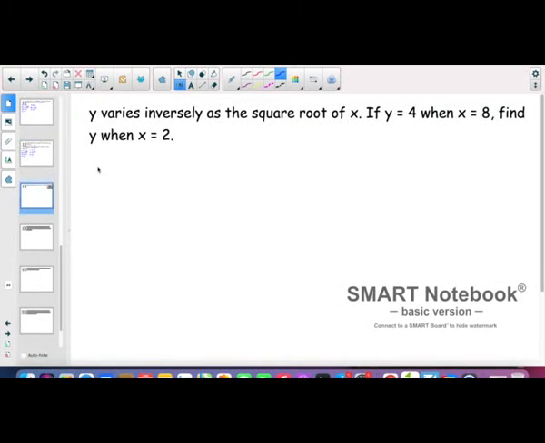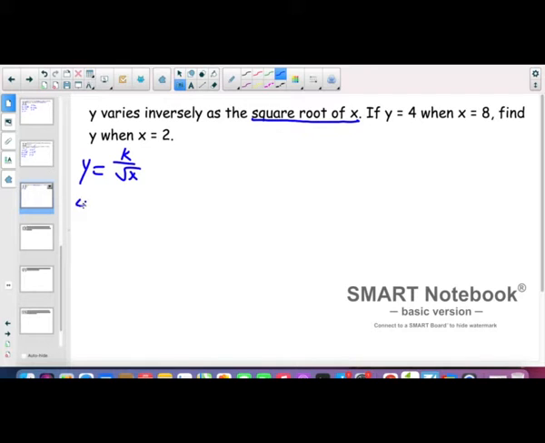Y varies inversely as the square root of x. Again, they're playing with the words here a little bit. Y varies inversely would be the k over x form, but instead of k over x, now we have k over the square root of x. So you see how they're playing with the wording a little bit here? It's not any more difficult than before. We just have to be very careful when we're reading these to make sure we're plugging in correctly.